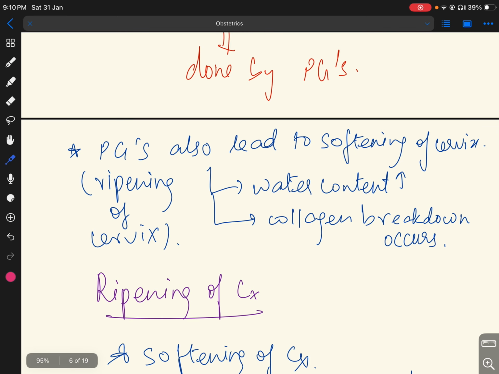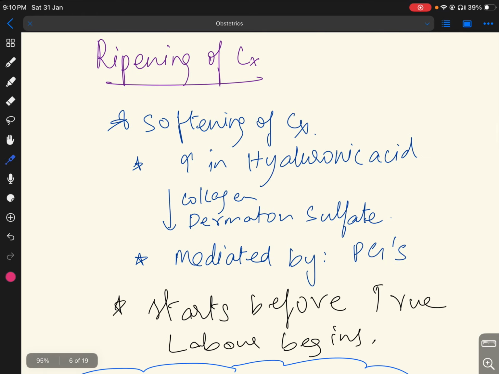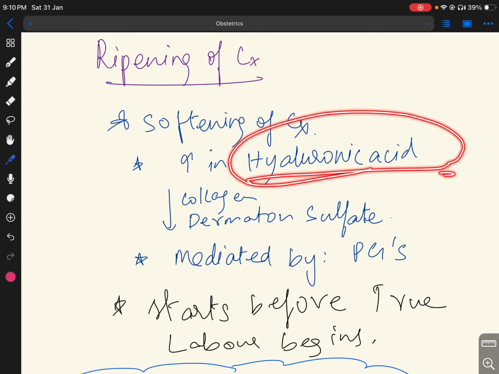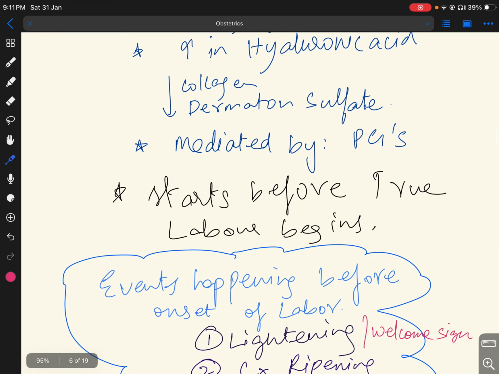Prostaglandins also lead to softening of the cervix, also called ripening of the cervix. It increases the water content and the collagen breakdown occurs. So there is an increase in hyaluronic acid and a decrease in collagen and dermatan sulfate. It is mediated by prostaglandins, as I said. So it starts before true labor pain begins.